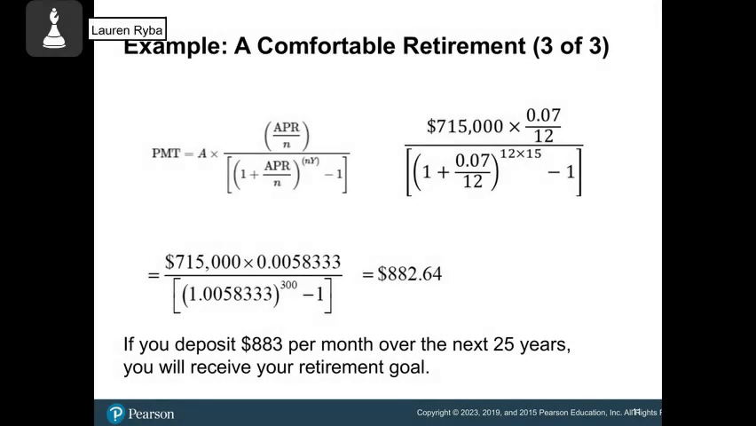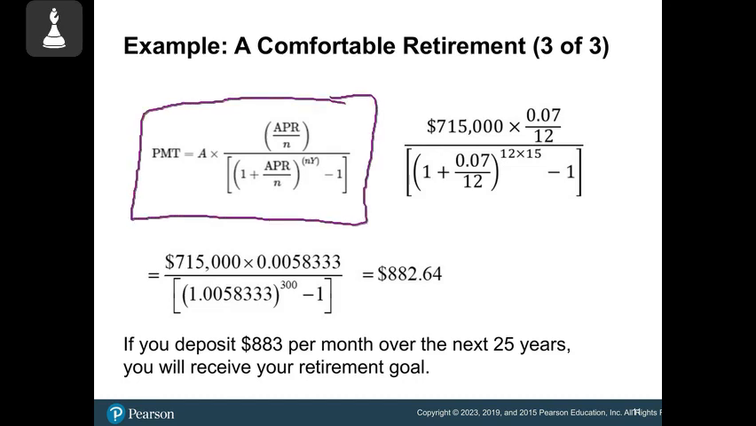What we're asking for now is the payment that would give us this amount. What we can do then is rearrange that initial formula we had for amount equals payment times the fraction and solve it for payment. And it gives us this messy formula fraction here. So we can plug in what we know: 715,000 times APR 0.07 over N, and then 1 plus 0.07 over N, 12 times, it should say 25. I will fix that typo because it's 25 years, 12 times a year, minus 1.